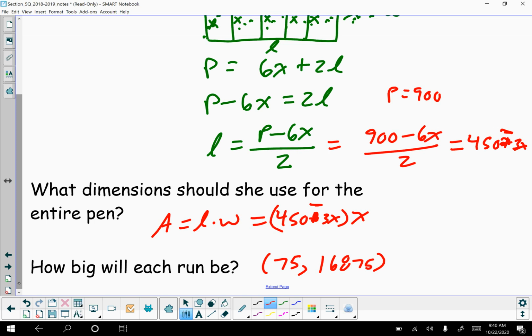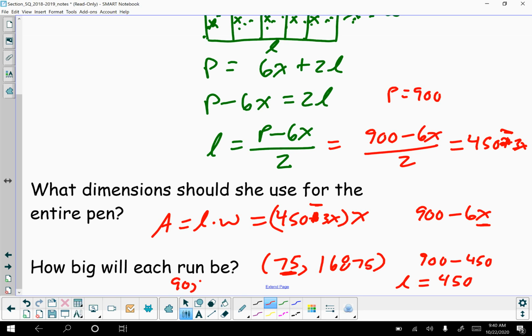So each run will be, being I know my perimeter is 900, and my x value, I'm going to go minus 6x, being my x value is 75. So 900 minus 450. How I got the 450, I plug 75 in for x. So that tells me my length has to be 450. Being I have 5 equal sized pens, I'm going to divide that by 5. So each run will be 90 by 75.